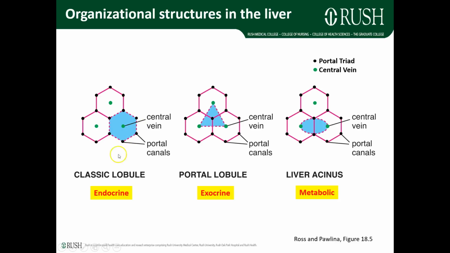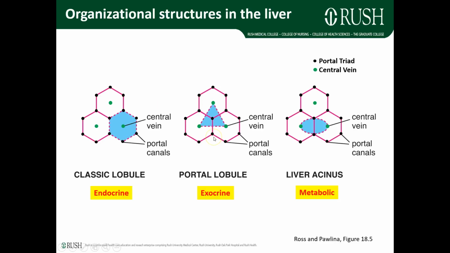This is considered the endocrine lobule because of its main function of secreting directly into the bloodstream that drains into the central vein here. So the blood is flowing from the outside to the inside.